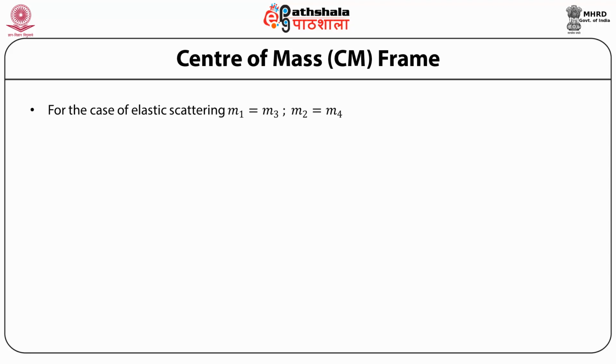For the case of elastic scattering, M1 is equal to M3 and M2 is equal to M4. So we have modulus P is equal to modulus of P prime. E1 is equal to E3 and E2 is equal to E4. T is equal to minus 2 into square of mod P into (1 minus cos theta), which is equal to minus 4 P square into sine square theta by 2.